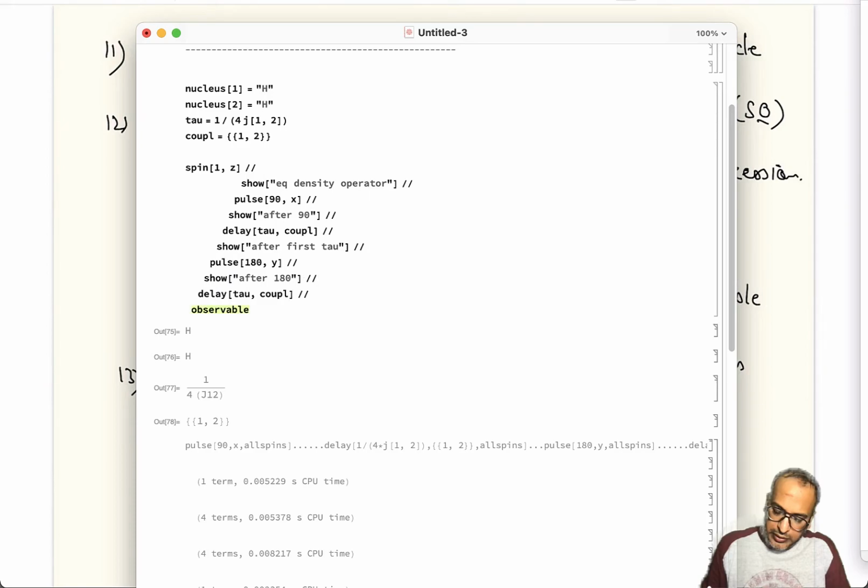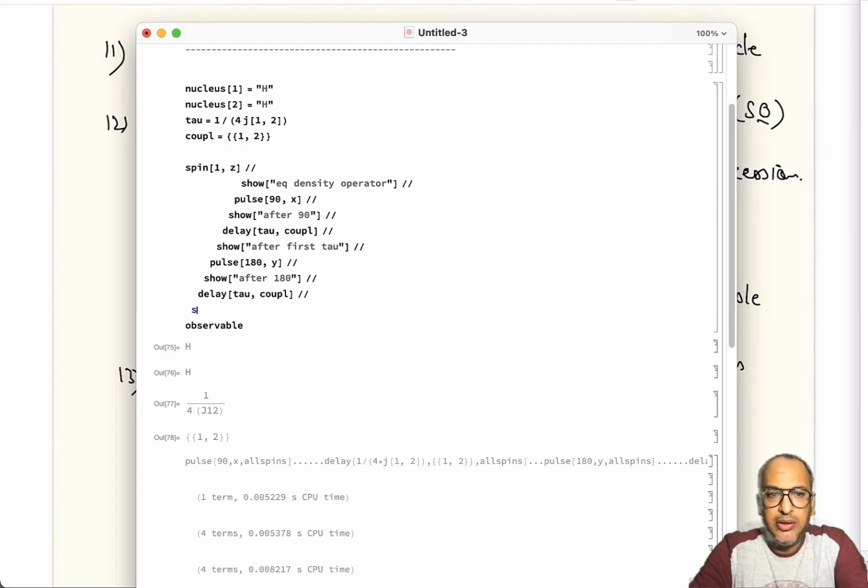So do not forget to put these forward slashes, otherwise the commands will not execute, because it will be seen as a broken pipe or broken set of commands, so it will not be executed. Then show after second tau.